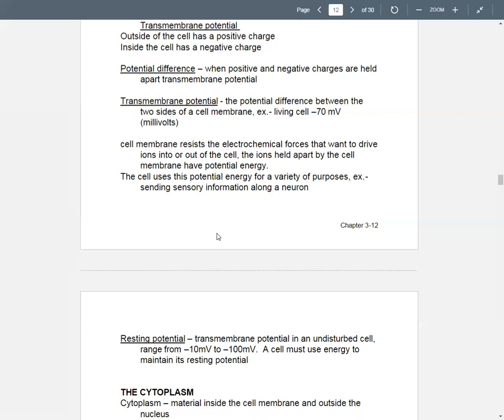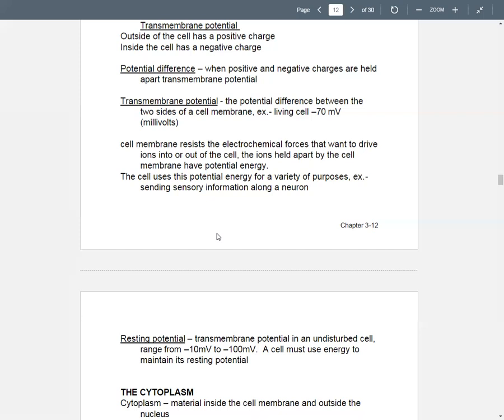The cell membrane is going to resist these electrochemical forces that try to move ions in and out of the cell. The ions that are held apart, by being on opposite sides of the cell membrane, are going to have potential energy. And remember, potential means not being used. The cell is going to use this potential energy for different reasons, like sending information along the surface of a neuron.